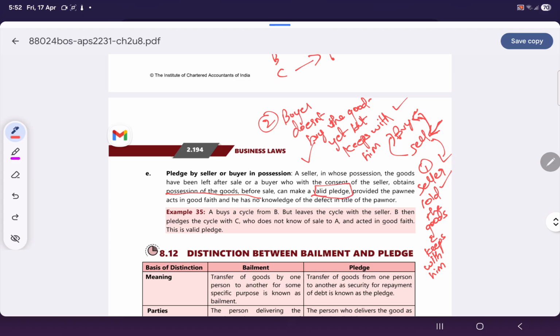Good faith: he had faith that he is the true owner and had no knowledge of the defect in the title of the pawner. A buys a cycle from B but leaves the cycle with the seller. A has bought the cycle but leaves it with B. Then B pledges the goods to C, who does not know of the sale to A. C acted in good faith. This is a valid pledge.